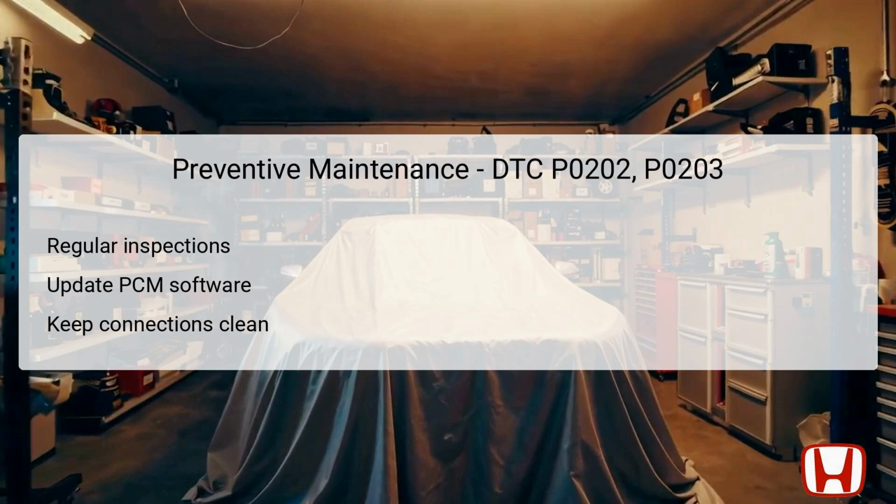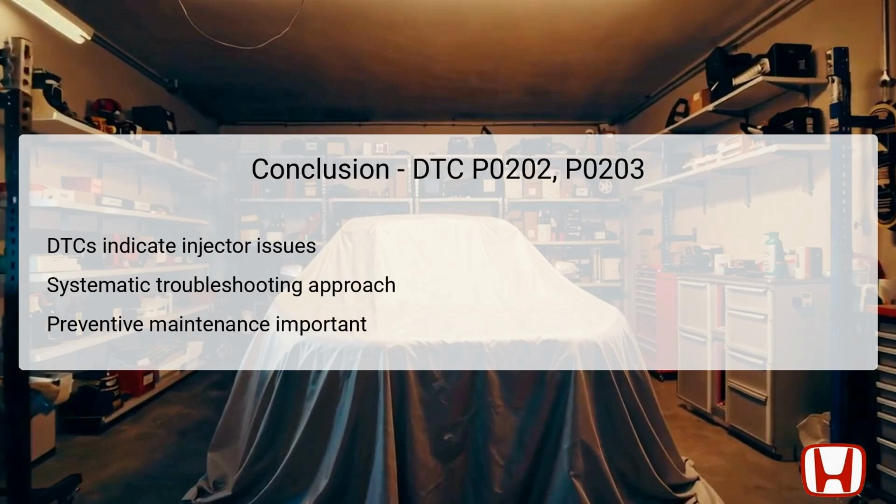Lastly, establishing a routine maintenance schedule to check wiring continuity and relevant fuses can help detect potential problems before they escalate into significant failures. Together, these preventative measures foster a more robust vehicle performance and extend the lifespan of key engine components. In conclusion, DTCs P0202 and P0203 signify critical injector circuit malfunctions that can severely impact engine performance.